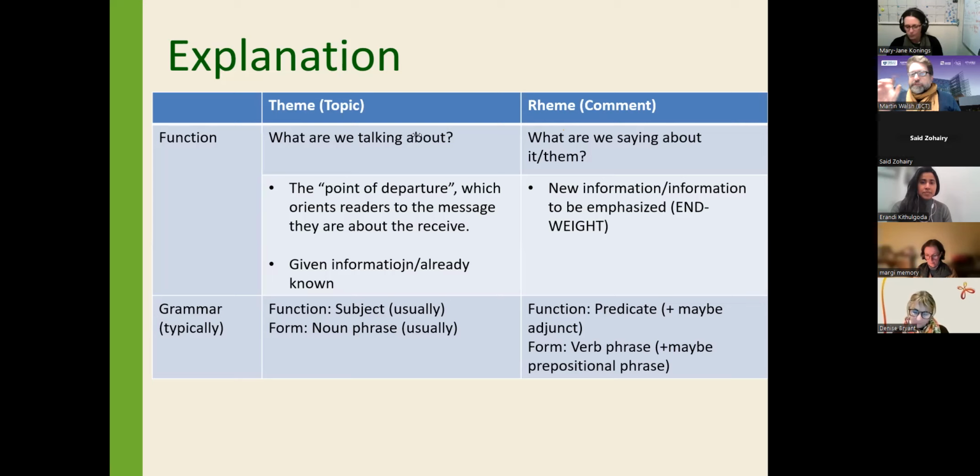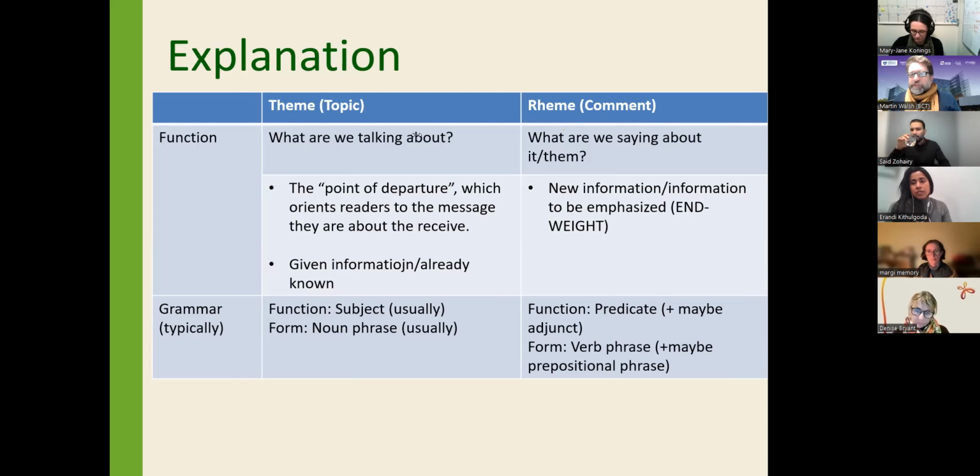And so it's the point of departure that orients the reader to what information they're going to receive. And it generally should be some information that is already known to the reader or that they can comprehend quickly. In terms of grammar, it usually is the subject of the clause, and it usually is some sort of noun phrase, generally. It's a very general idea.